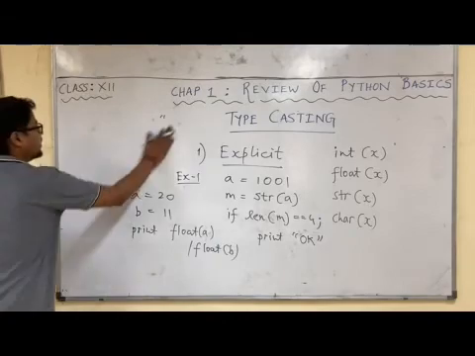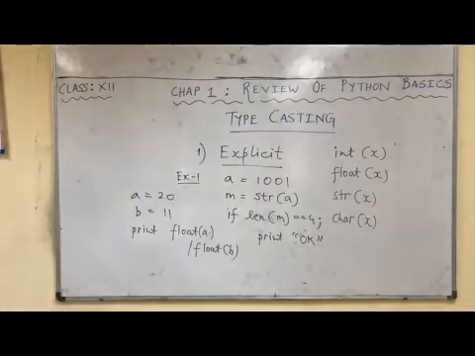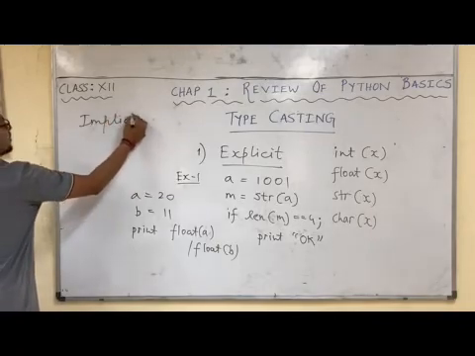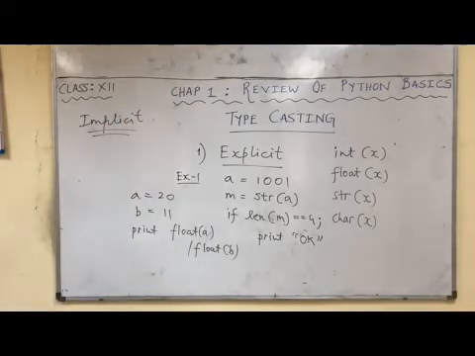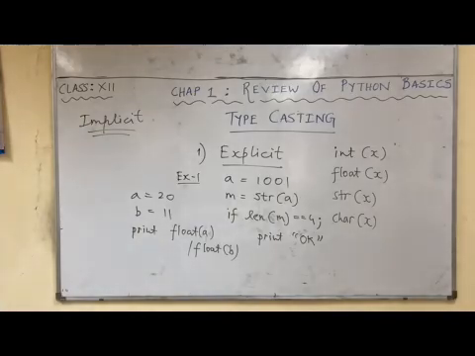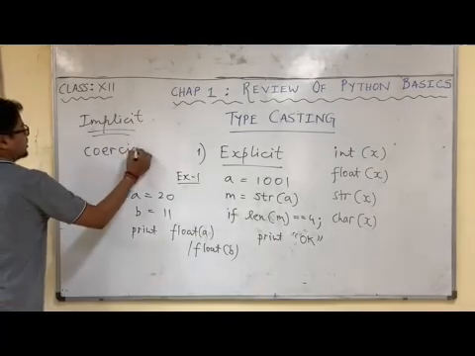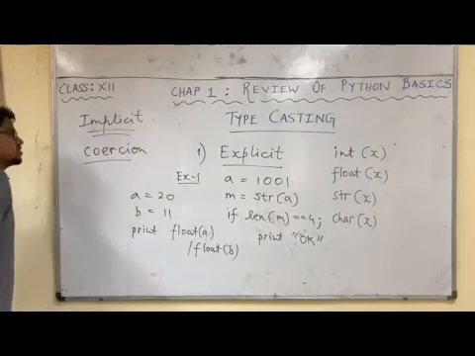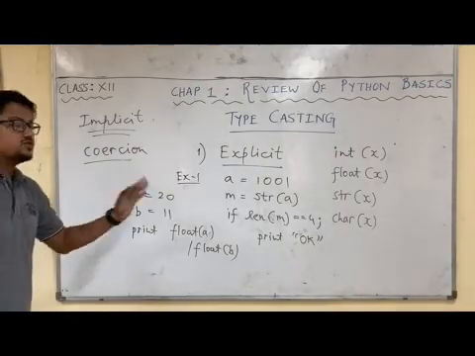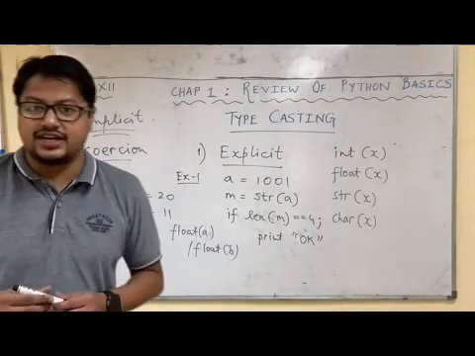Now, we don't have that many examples regarding implicit typecasting, so I would just like to discuss it in short. I repeat, whenever typecasting is done by Python, that kind of typecasting is called implicit typecasting, and implicit typecasting is sometimes also called coercion by Python. There are no such examples because Python does this typecasting on its own. So implicit typecasting is also called coercion. So this was the topic of typecasting, that is important.